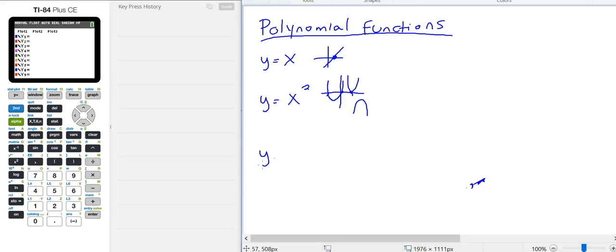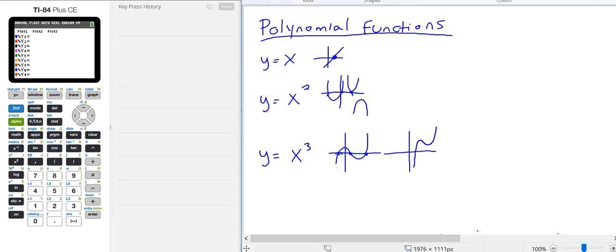A cubic function is y is equal to x cubed that crosses the x-axis maximum 3 times. 1, 2, and 3. Now, of course, we could have a cubic that will cross only once. We could also have one that will cross only twice, but maximum 3 times. It's important to know how the factors of a cubic function relate to the roots of the function.